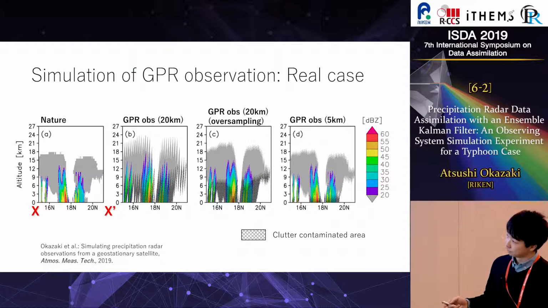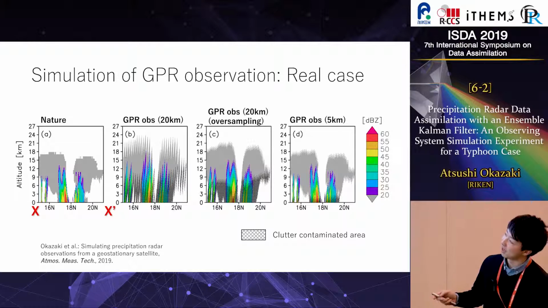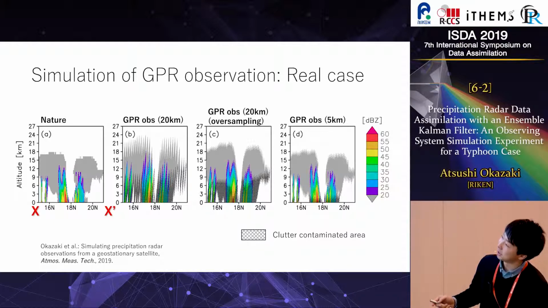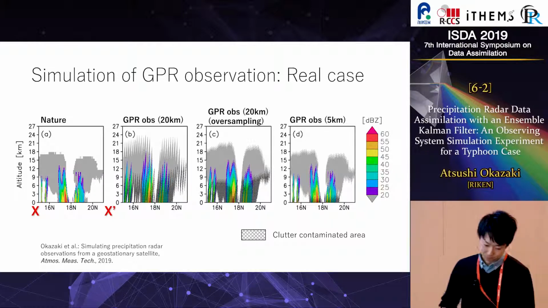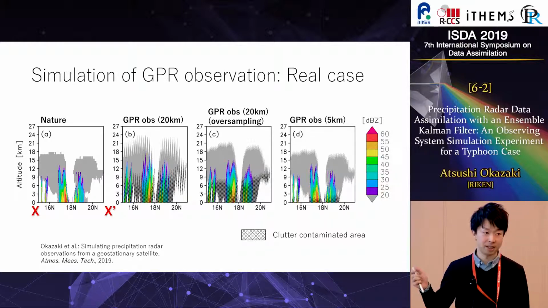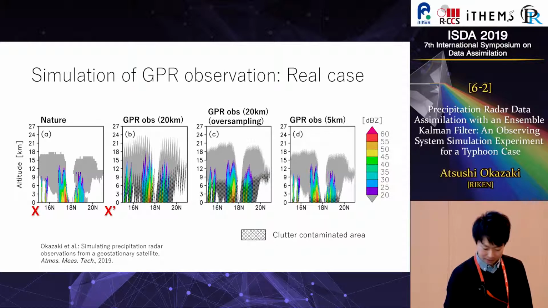When you see that area in the case with 20 kilometer beam resolution, the clutter height will be around 7 to 9 kilometer height. But if you can use a 5 kilometer resolution beam, the clutter height will be less than 5 kilometer or less than 3 kilometer. So that's the image of the observations.